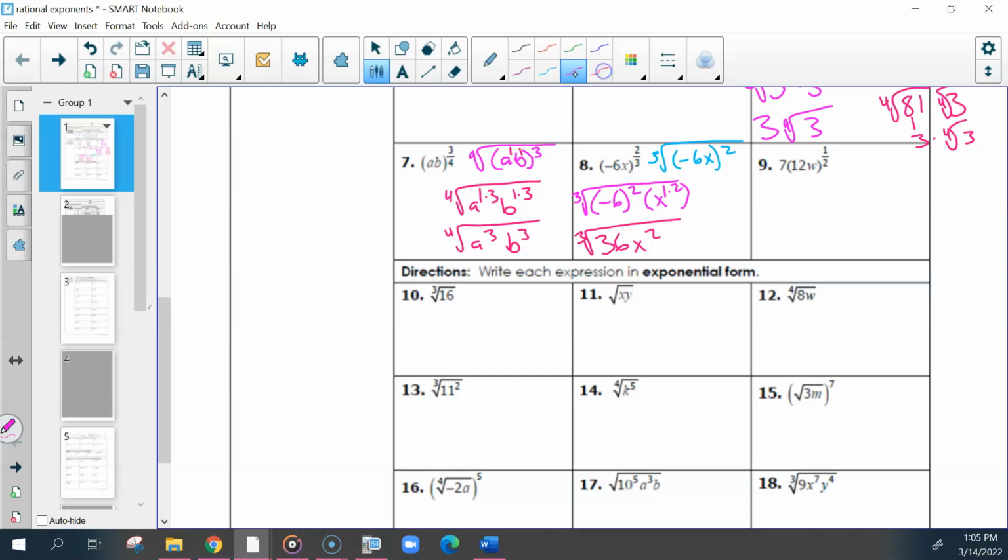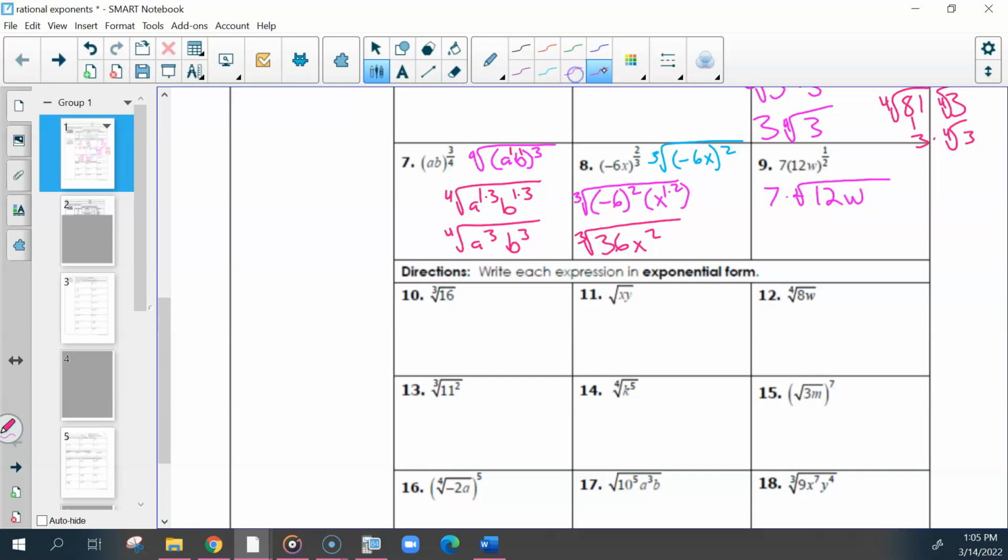And then let's do number 9. So here we have 7 times 12w to the power of 1/2. Think about your order of operations, PEMDOS, all of those rules. Parentheses, exponents. So we can't combine 12 and w, then we have our exponent, so this would become 7 times the square root, or you can put the 2 out there, 12w.